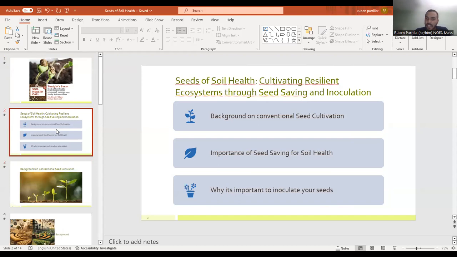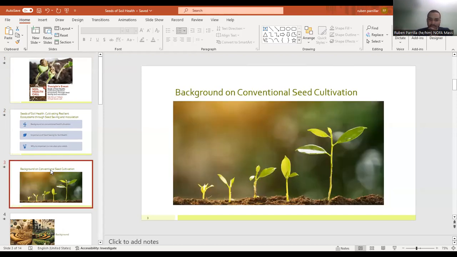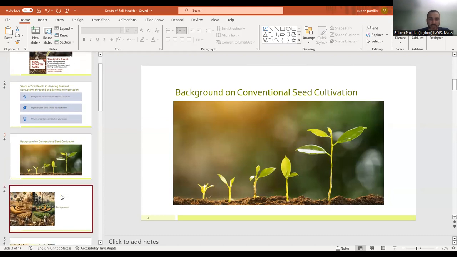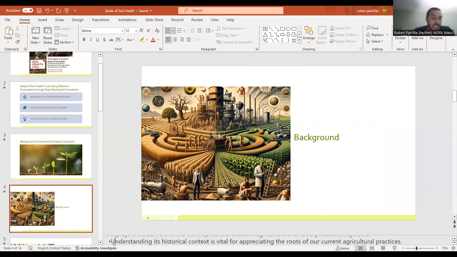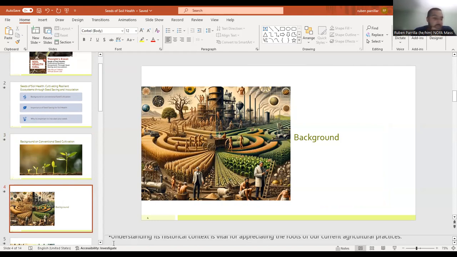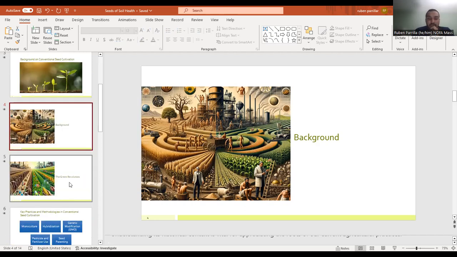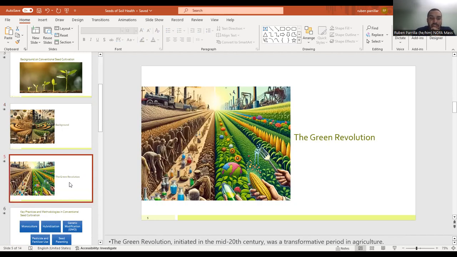All right. So again, these are the topics that we're going to be discussing. So let's get right into the background of this. So conventional seed cultivation essentially refers to the traditional farming practices that have evolved over centuries. These play a crucial role in the development of modern agriculture and food production systems. And understanding this historical context is vital for appreciating the roots of our current agricultural processes and practices. So let's go ahead and dive into some of these aspects of this conventional seed saving.